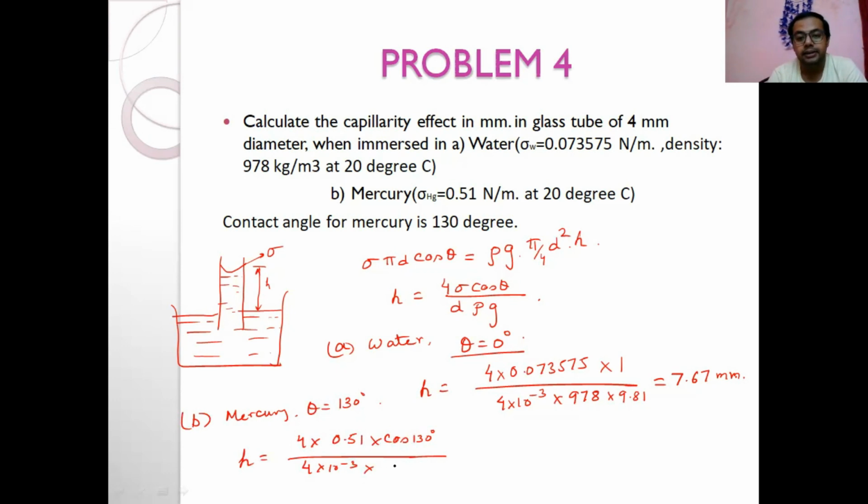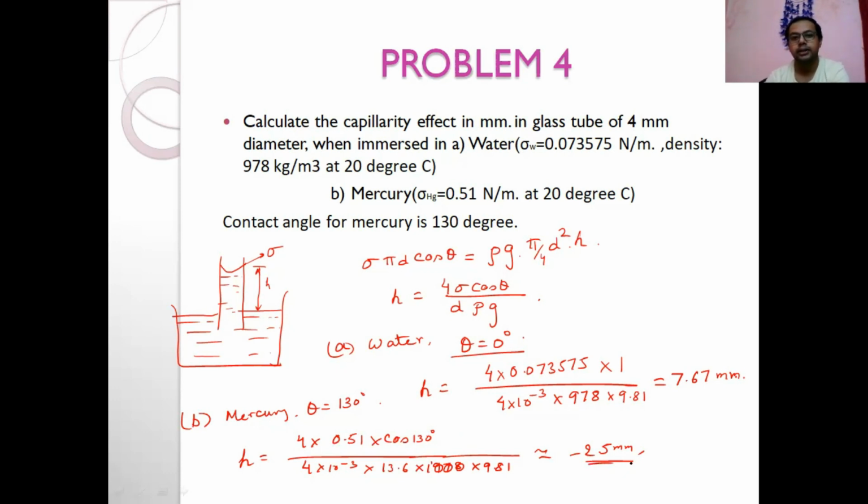Now the density of the mercury: 13.6 is the specific gravity of the mercury. So 13.6 into the density of water at 20 degrees centigrade, which is 978 or 1000. Better to write it as 1000 because it is with respect to 1000. So 13600 into 9.8. So it will also come around 2.5. We will check the calculation. The concept is here, this problem is direct formula basis, nothing else.